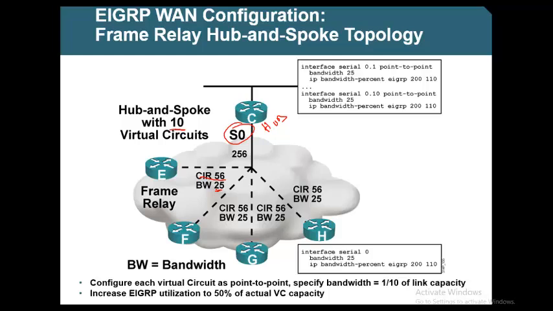So we want to tell EIGRP that we have only a bandwidth of 25, so that it can take 50% of that 25. We don't want to give EIGRP the actual. Actual is 56 kb. So instead of saying we got 56 kb, you are saying no, listen, we got only 25. So EIGRP will take 12.5 out of it. So we are telling EIGRP that we got only 25.